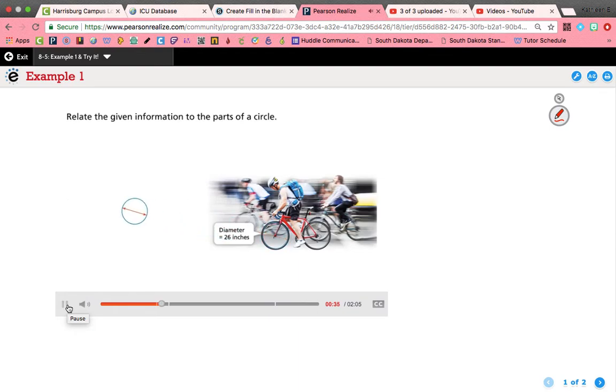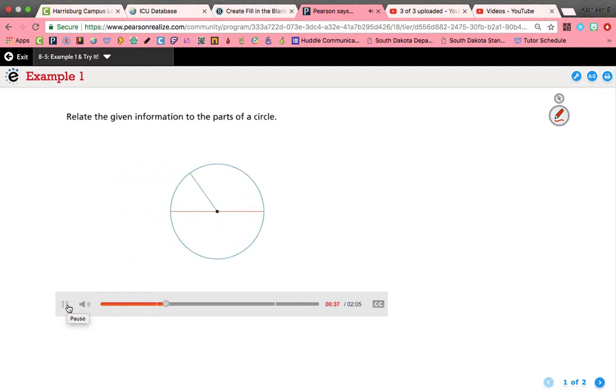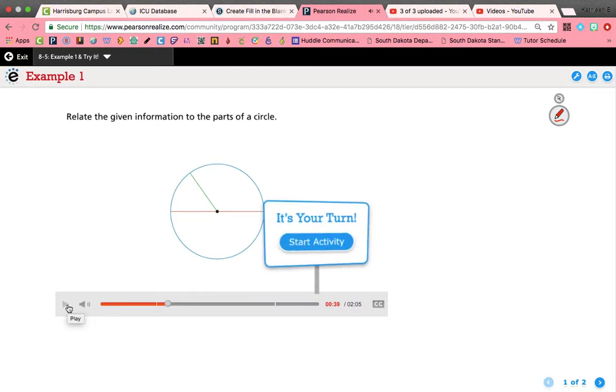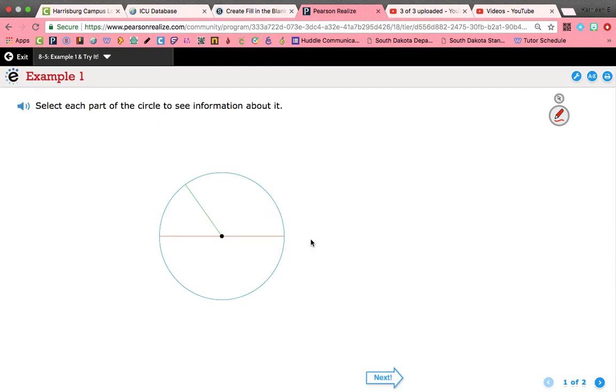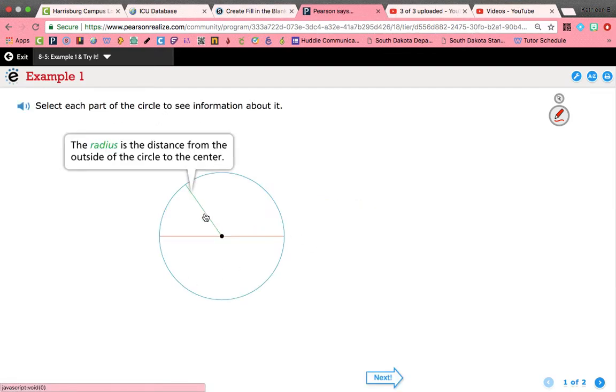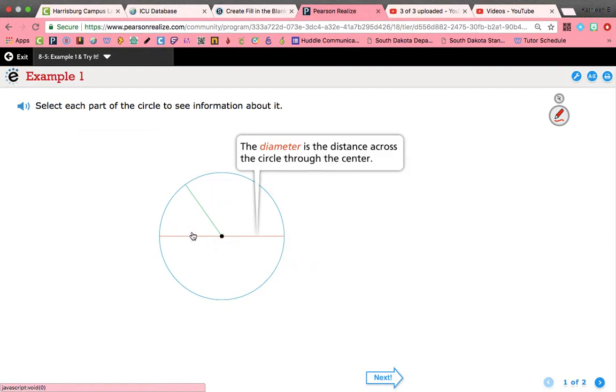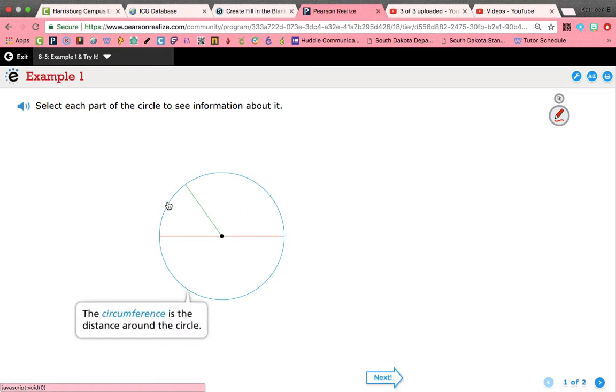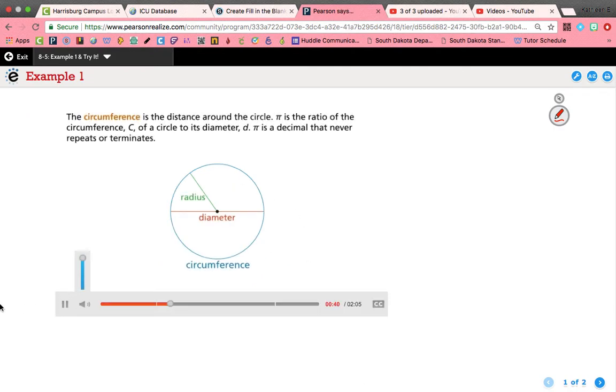Begin by relating the given information to the parts of a circle. We have the radius. The radius is the distance from the center to the outside of the circle, or the outside to the center of the circle. Diameter is the distance across the circle going through the center. And the circumference is the distance around the circle.